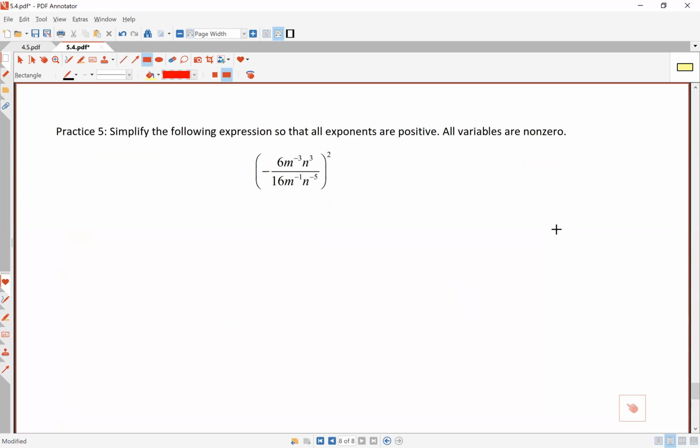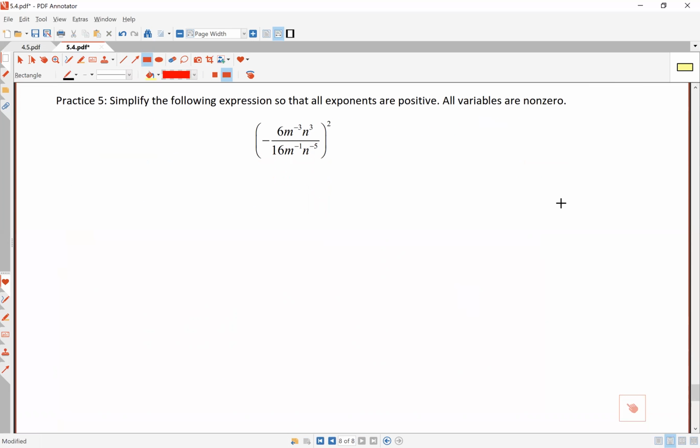This leads us to your practice problem. I encourage you to press pause on your video and work this problem out and come back when you're ready to check your answer.